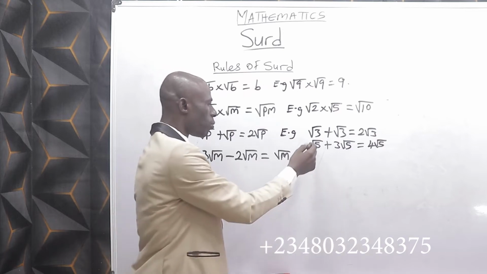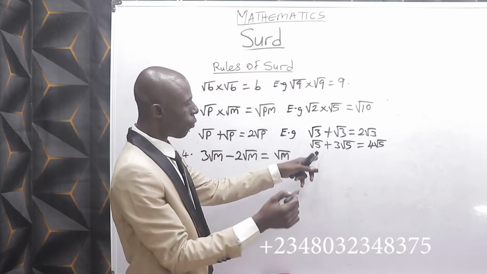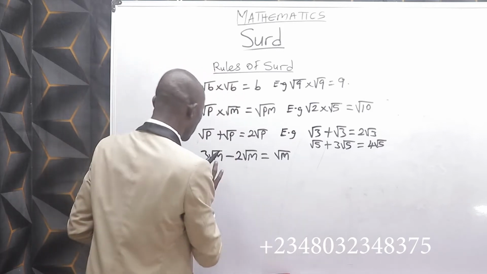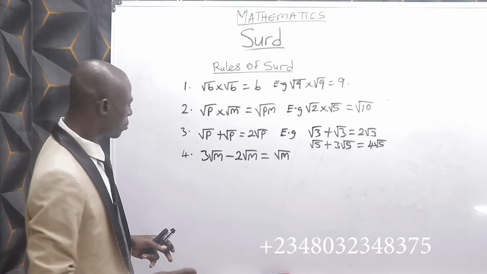Because we believe the coefficient of this root is 1. So 1 root 5 plus 3 root 5 gives 4 root 5. It's a simple thing. Let's come to subtraction.